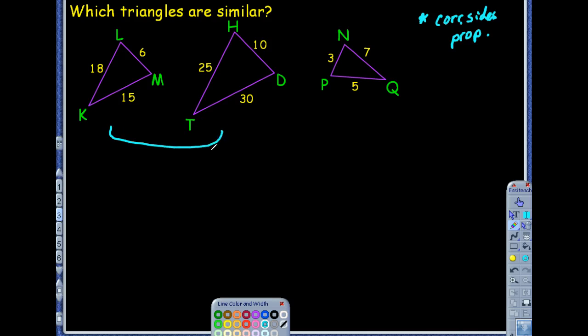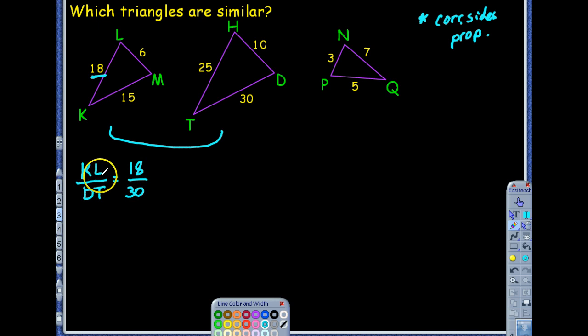Now, how do we know which sides are corresponding? Well, I'm going to go back to the idea that the longest side of one should correspond with the longest side of another, and the shortest side of one should correspond with the shortest side of another. Because how they're drawn doesn't necessarily mean that's how it matches up. For example, this KL may not actually match with the TH. In fact, it doesn't, because I know that KL is the longest side of one. That should correspond with the DT, which is the longest side of the next one. So I'm going to say 18 over 30.